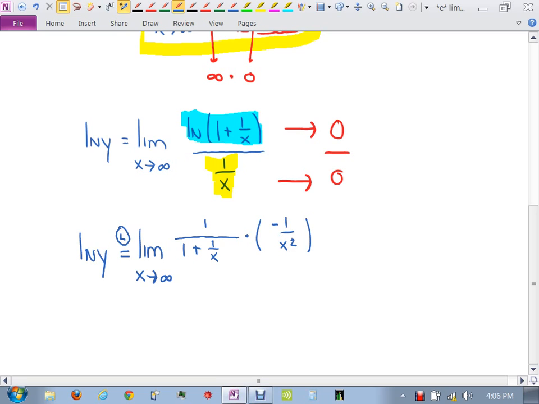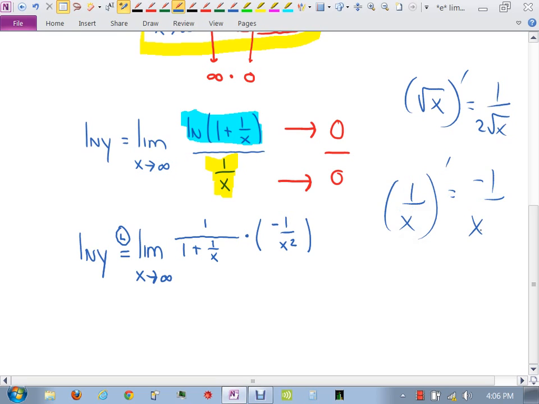Very good. Right? That's x to the negative 1. 1 over x is x to the negative 1. Derivative of that is negative 1 x to the negative 2. That's negative 1 over x squared. So you remember how I told everyone here should know the derivative of square root of x is 1 over 2 root x? Everyone here should know the derivative of 1 over x is negative 1 over x squared. It just comes up a lot.